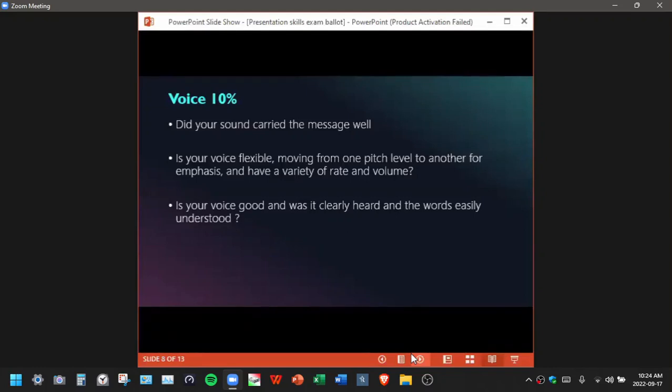So make sure you don't have the same tone throughout your speech. Try to vary your voice, and that will also add some marks, 10 points.